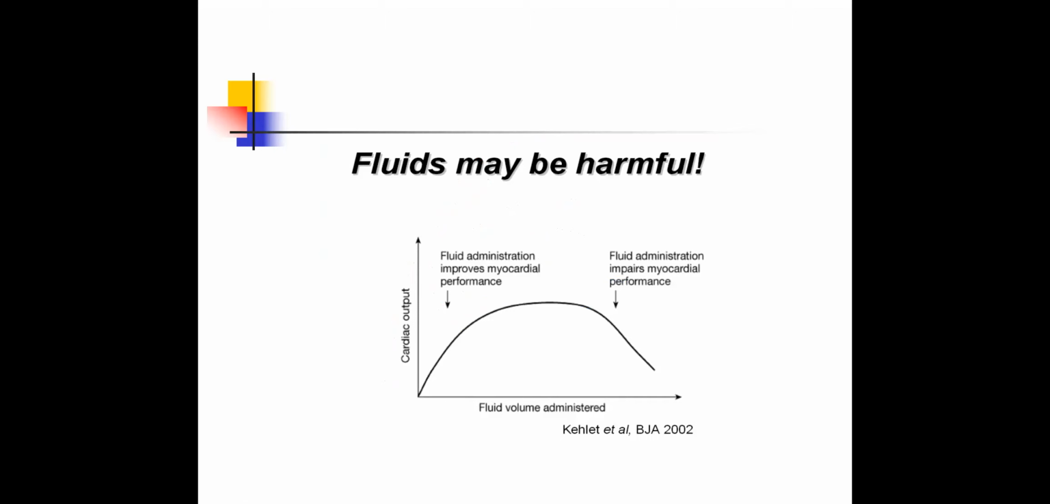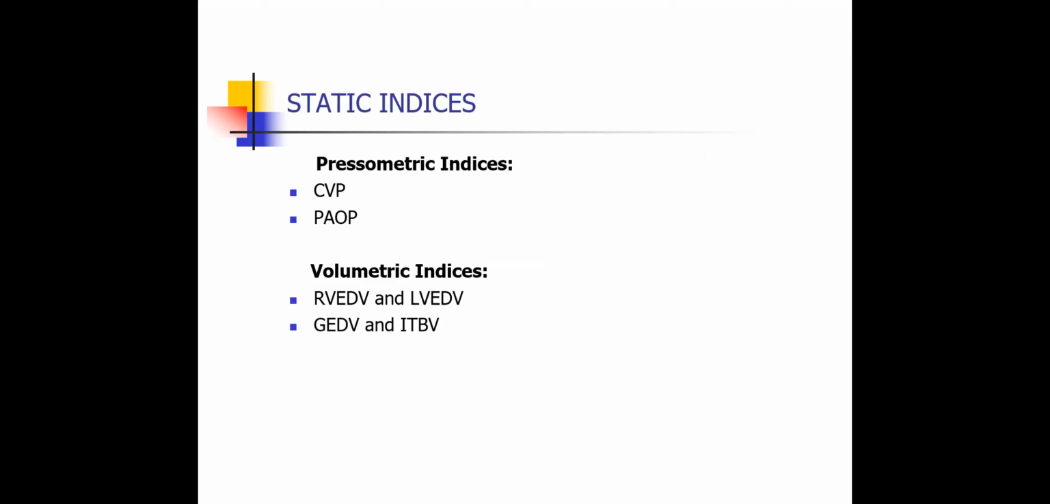When we administer fluid to a heart which is on the flatter or plateau portion of the Frank-Starling curve, further incremental doses of preload expansion can actually lead to impaired myocardial performance, as seen in this diagram. The static indices are pressometric indices, namely central venous pressure and pulmonary occlusion pressure, whereas the volumetric indices are right ventricular and left ventricular end-diastolic volume, global end-diastolic volume and intrathoracic blood volume.